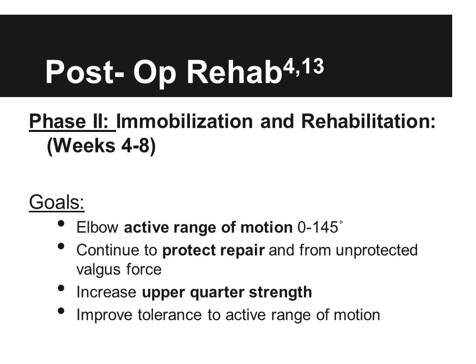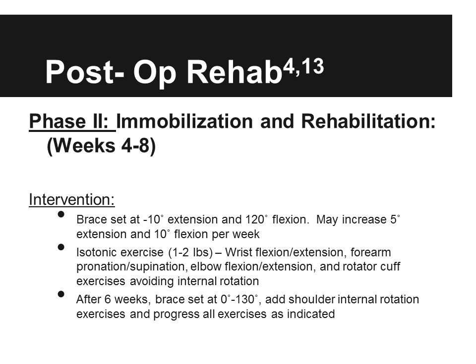So moving on to phase 2, still immobilized, within weeks 4 to 8. Some of the goals under phase 2 include getting active range of motion. We want to get back that 145 degrees of elbow flexion, continue to protect the surgical site, and then increase upper quarter strength. Once again, here are some of the interventions listed in phase 2. Please take a second to look at these.